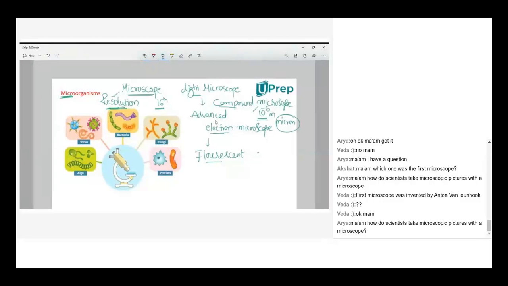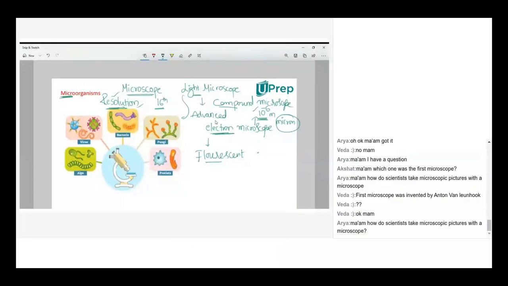I'll come to that point, how they take pictures. So resolution is how much detail you can observe under a microscope. Even the electron microscope works at microns, 10 to the power of minus 6 meters. That much resolution these microscopes will work at.